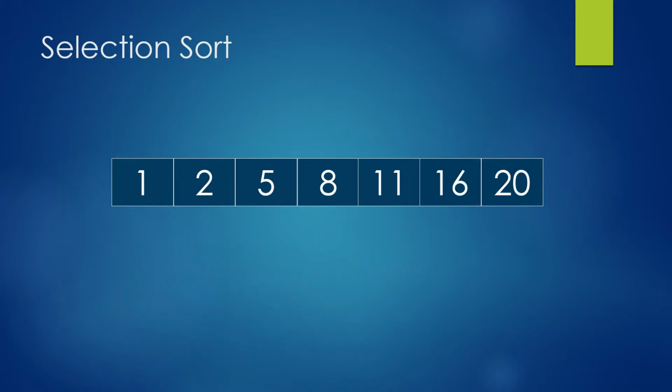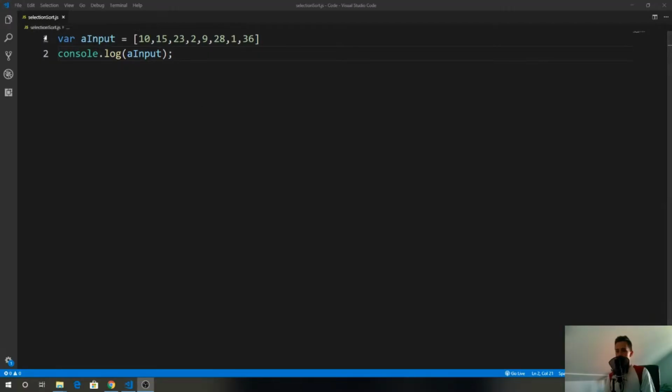Let's go and try to implement this. I prepared the new file. I called it selectionsort.js. You can call it however you want. And in here I just declared the new array. The A in front of the name stands for array. I keep track of the data type if you want. You can write it in there. You don't have to, it's up to you.